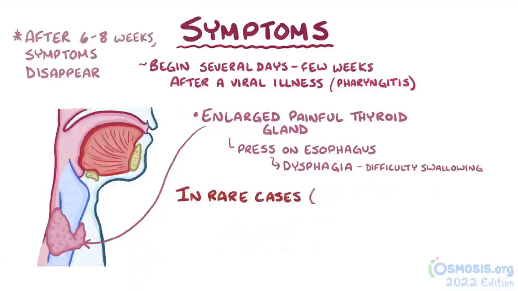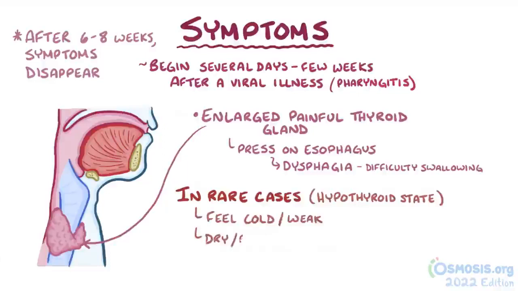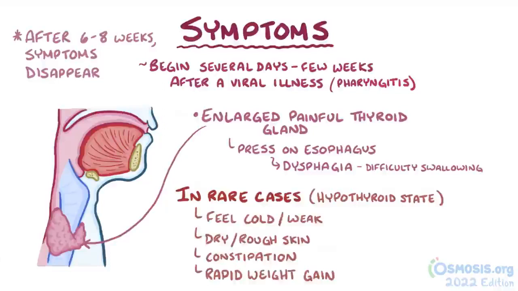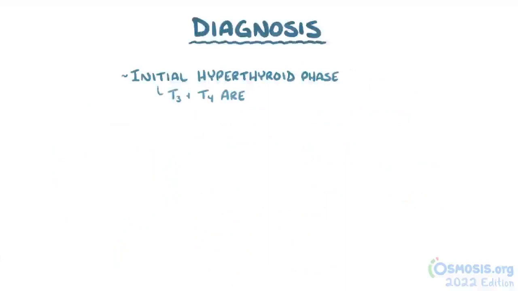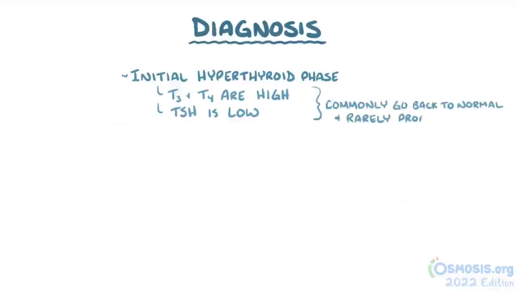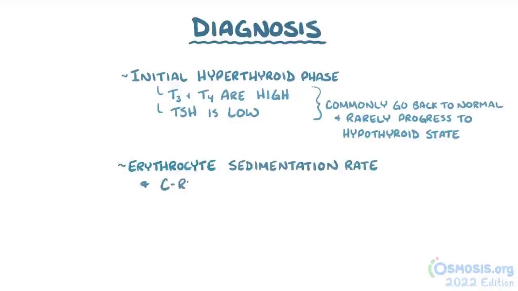In the rare case of a progression to a hypothyroid state, the decreased metabolic rate causes a person to feel cold and weak, develop dry and rough skin, have constipation, and rapidly gain weight, again without any change in diet or exercise. Diagnosis of subacute granulomatous thyroiditis is usually based on seeing an initial hyperthyroid phase where T3 and T4 are high and TSH is low. While these most commonly go back down to normal, they rarely progress to a hypothyroid phase with low T3, T4, and high TSH. Inflammatory markers like erythrocyte sedimentation rate and C-reactive protein are also typically elevated.